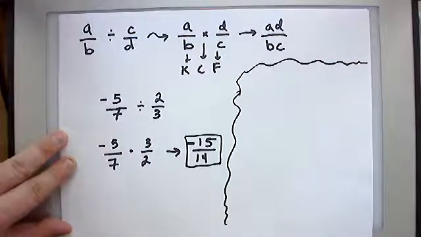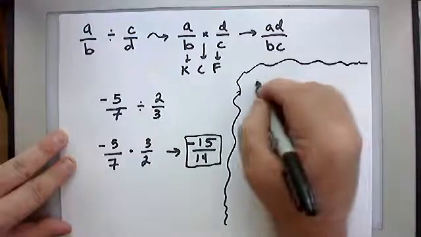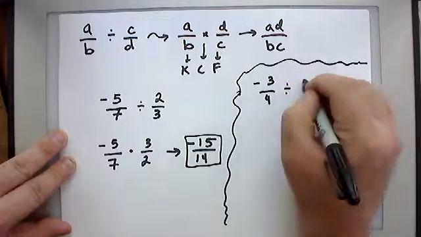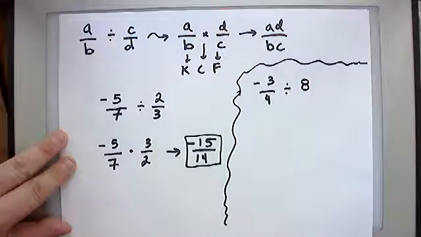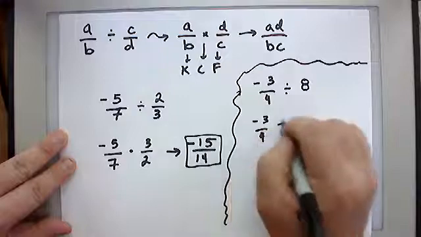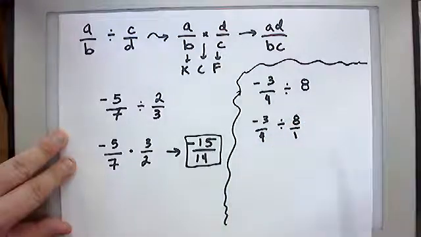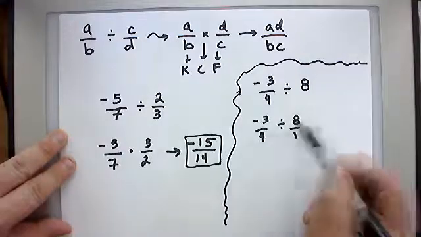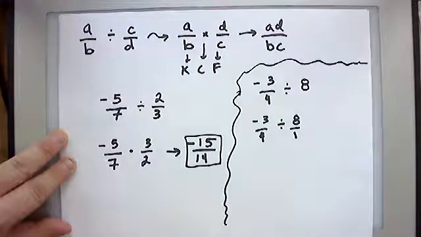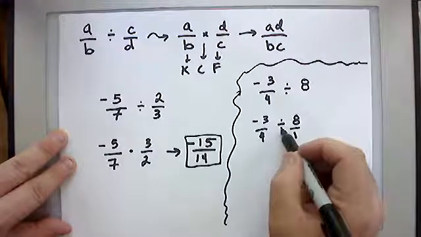One thing I'd warn you about, though, be careful here. Let's say I said negative 3 over 4 divided by 8. First thing you probably want to do is make that negative 3 over 4 divided by 8 over 1. Now, here's where people will make a mistake. They'll say, well, I can cancel 4 and 8. Remember, cross-canceling is only for multiplication. You don't have multiplication. You have division.